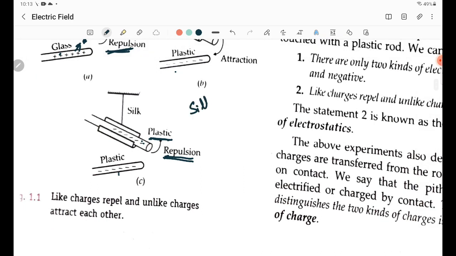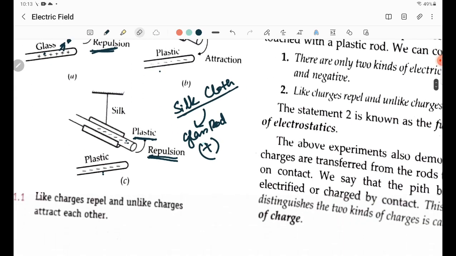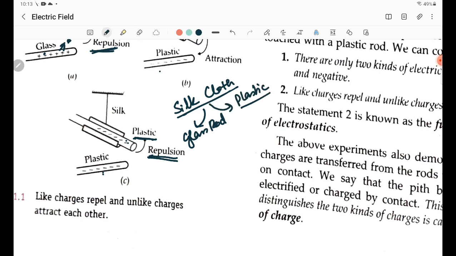The silk cloth is the same. When it is rubbed with a glass rod, it is getting one type of charge. You don't know positive or negative, it is getting one type of charge. When you are rubbing it with a plastic rod, it is getting another type of charge.